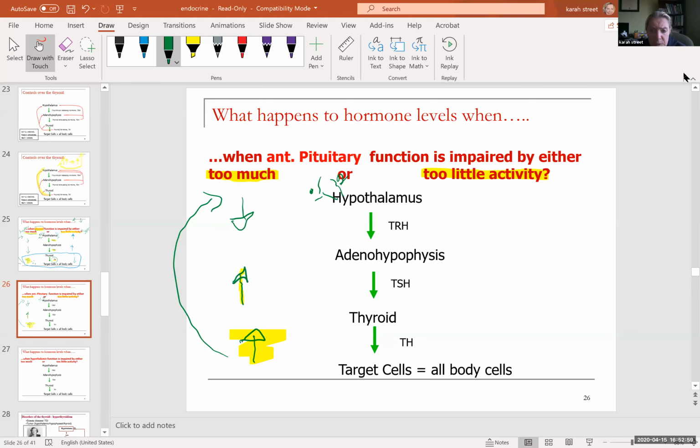So this is where we start. Well, what will happen to TSH levels? Goes down. Hayden's upstairs saying, yeah, no one's checking on me. I guess I don't have to do homework. So what will happen to TH levels? Go down.